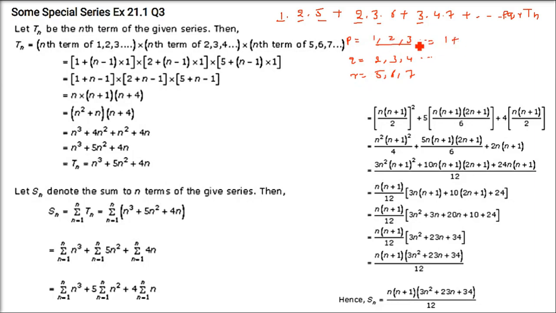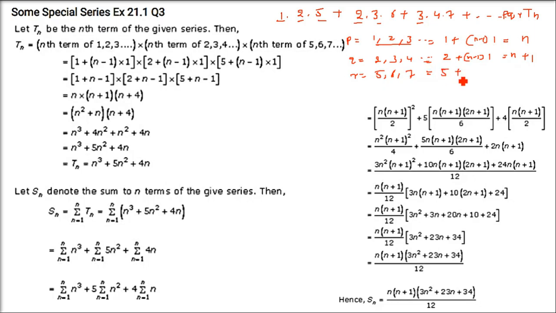So the nth term will be, since it is 1, 2, 3, the final term will be n, of course. You can find it out by a plus n minus 1 into d. A is 1 and d is 1. So it's going to be n only. Then 2, 3, 4. The first term is 2 and d is what? 3 minus 2, that is 1. So first term is 2 and d is 1. So what do you get? You get n plus 1.